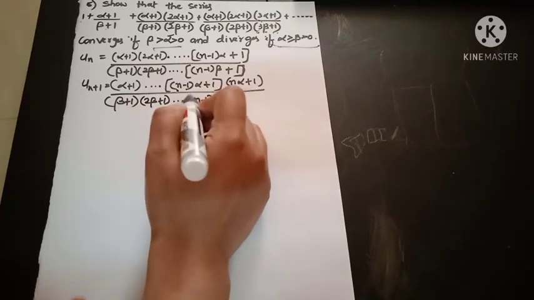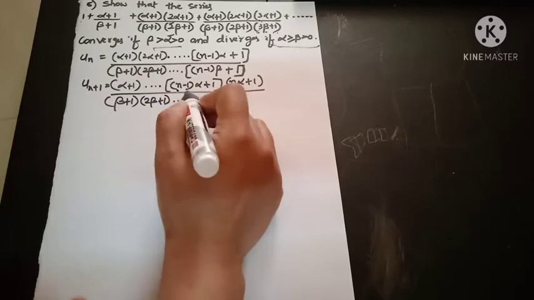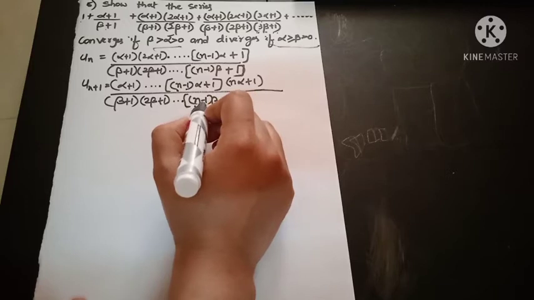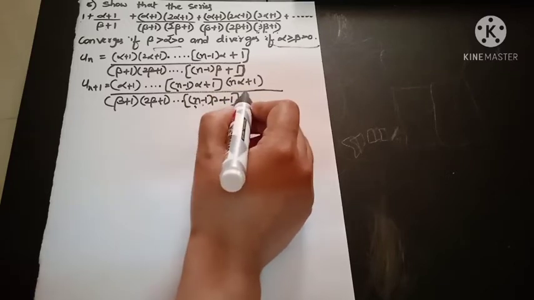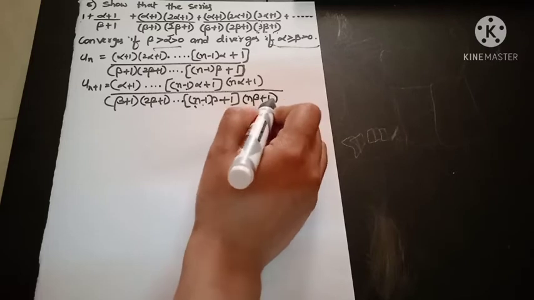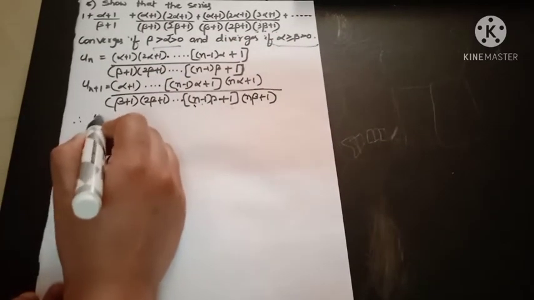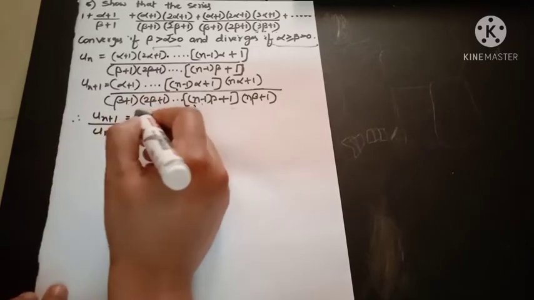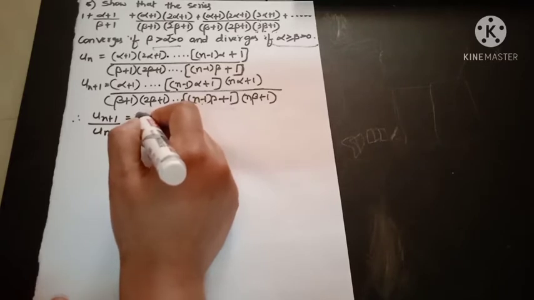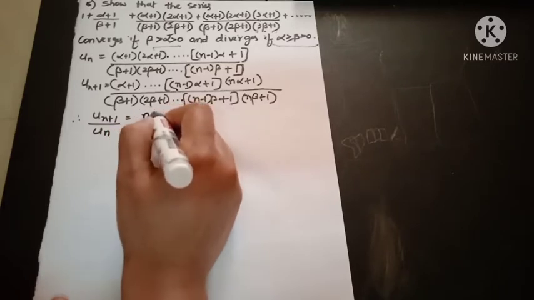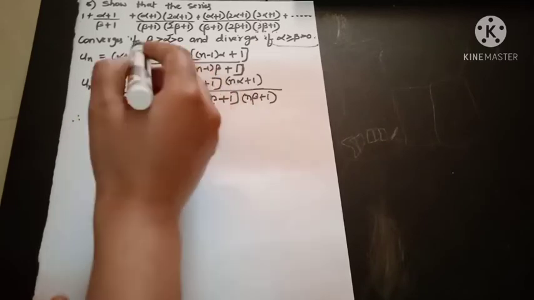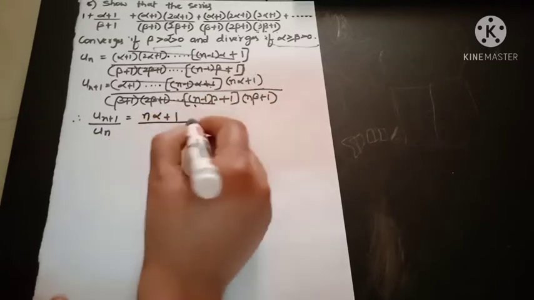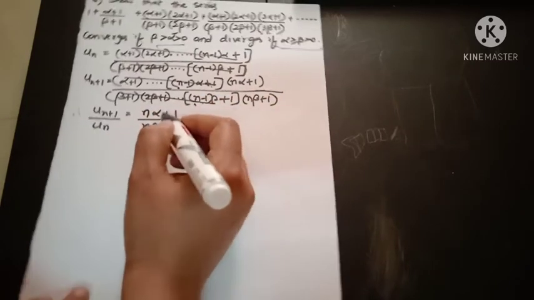So this one is the term. Next term is replace n by n plus 1. So plus 1 minus 1 gets cancelled, n beta plus 1. Therefore, what is the un plus 1 upon un ratio? This ratio will be n alpha plus 1, everything will get cancelled, and we are remaining with n alpha plus 1 divided by n beta plus 1.